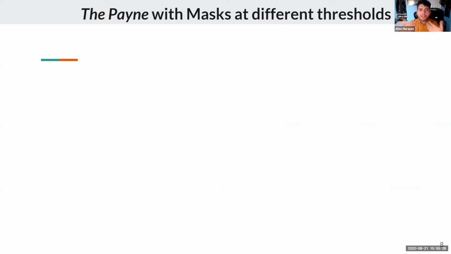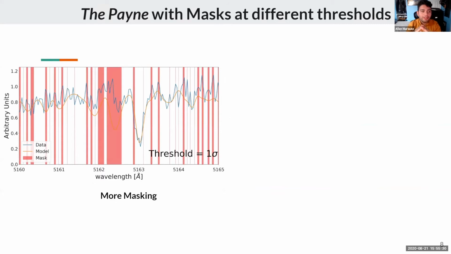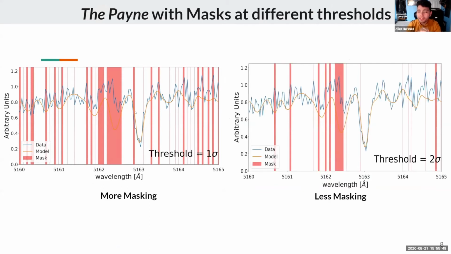To give a visual representation of what I mean by masking, in this left plot I have a threshold of 1 sigma. And as you see, for this absorption feature where it wasn't able to fit that well, we essentially throw this part out of the model. To contrast that, when we have a threshold of 2 sigma, we are throwing away a lot less of the data.